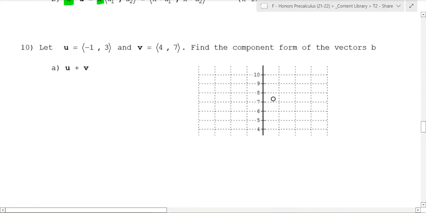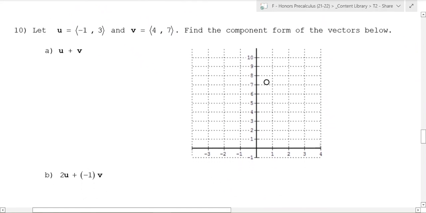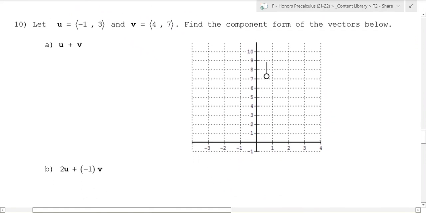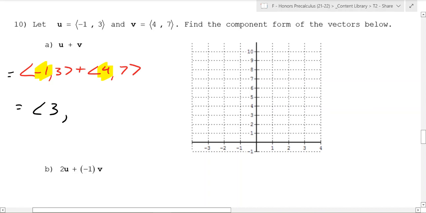So let's do another example. If you have u and v, find the component form of the vectors below. What is u plus v? Well, if we do this out, we can do it out algebraically and we can draw it. So what that means is u is -1 comma 3, and we're adding 4 comma 7. So what you do there is you add these two together. So it's going to be 3 comma 10, because 3 plus 7 is 10. One way you can see that, though, is you can graph u and graph v from the end of it. So if we graphed vector u here, that's back 1 up 3. We'll start at the origin. So it's back 1 and up 3.